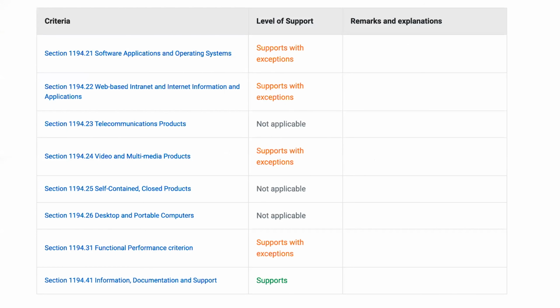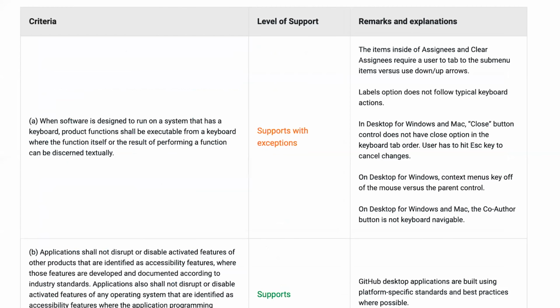And here is what a VPAT might look like. This is actually GitHub's VPAT, and it's broken up by Section 508's accessibility guidelines. You have the criteria, and then it shows the level of support for GitHub's particular features. And on the very right side, usually there are remarks and explanations of what may not be completely up to standard, and you'll see that right here.